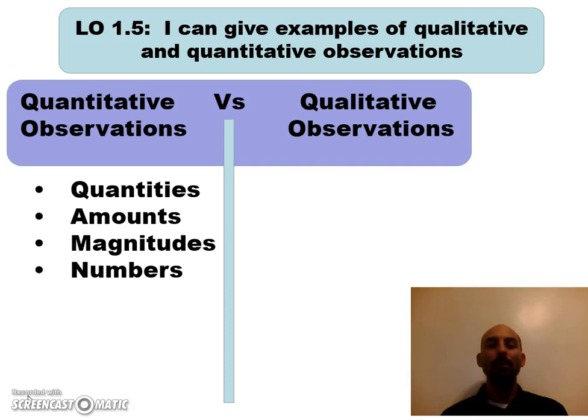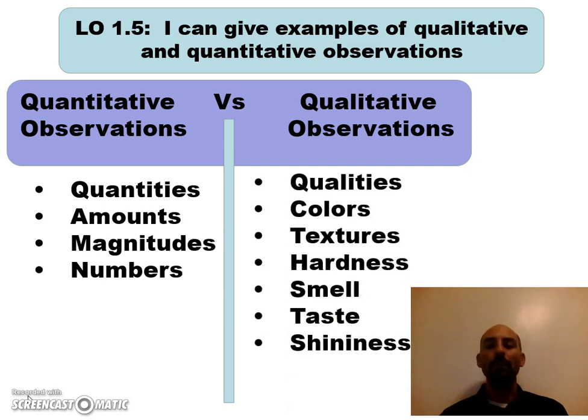Quantitative observations involve quantities, amounts, magnitudes, or numbers, usually some sort of measurement. Qualitative observations involve qualities. This could be colors, textures, hardness, smell, taste, shininess, just to name a few. An ex-student of mine said that he remembered the difference between the two by looking at the N in quantitative. When he saw that N, he remembered that this involves some sort of numbers.